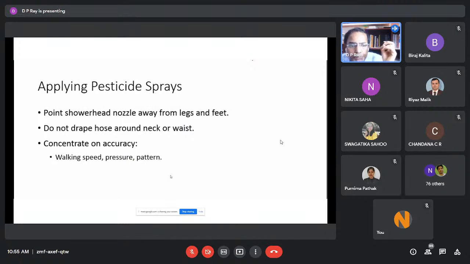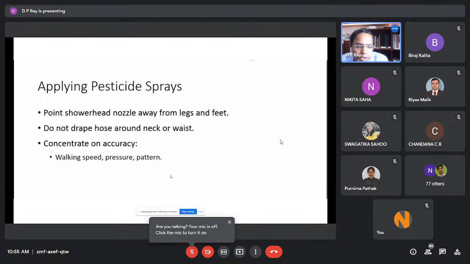And when applying pesticide sprays, point the showerhead nozzle away from the legs and feet. You should hold the showerhead far away. And do not drape the hose around the neck or waist. You should not drape that around the neck or waist.